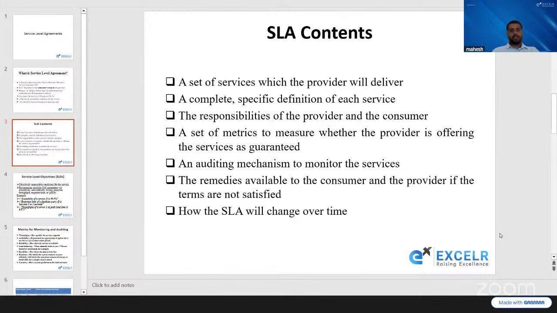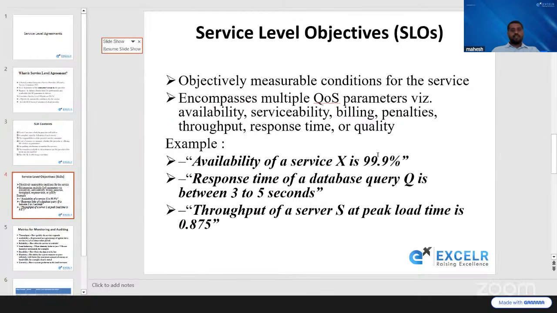See, availability of a service exceeds 99.9%. This is one of the SLO objectives that we are going to measure. Whenever you take any kind of service, obviously we have to understand them, which is very, very important. Availability of a service exceeds 99.9 percent. Response time of a database query is between 3 to 5 seconds, because here we're supposed to have the response time. I have mentioned that I want that 3 to 5 seconds time to retrieve my query from the database whenever I opt for the database from the cloud provider.